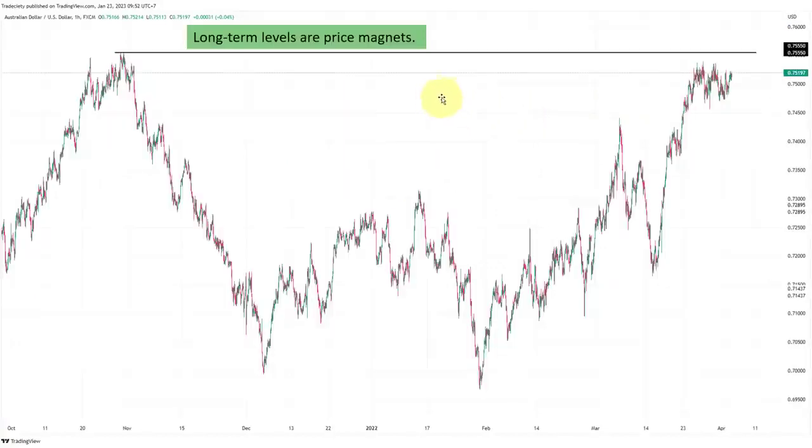When we zoom out, we can see that this phase is happening just right underneath a very, very important resistance level. Those levels work like magnets. The price is often pulled into those areas. And if I see the market is hovering just underneath such a big level, I would be very cautious.